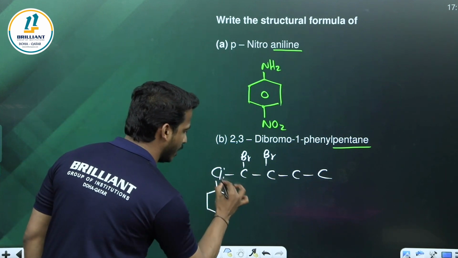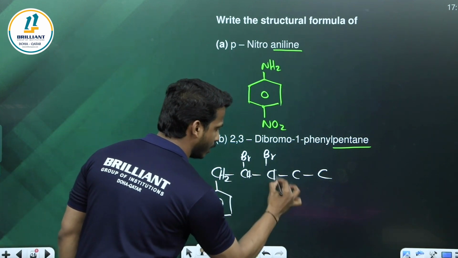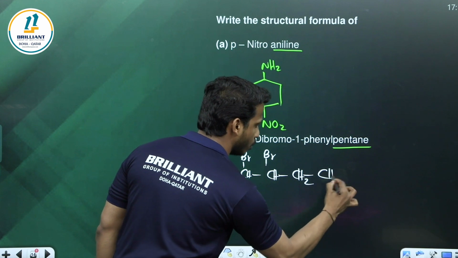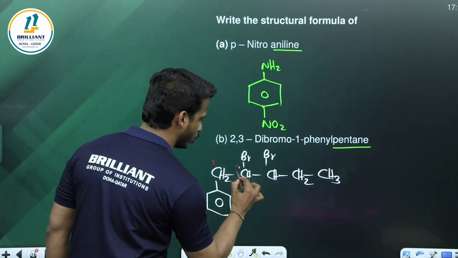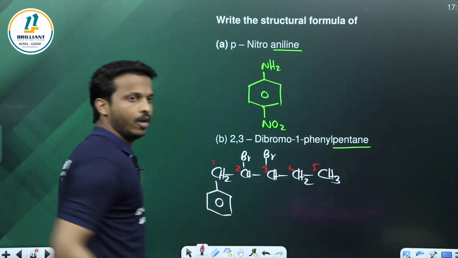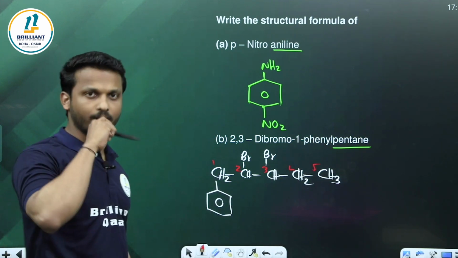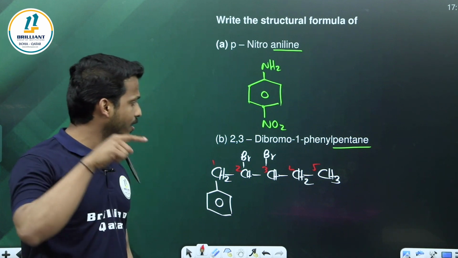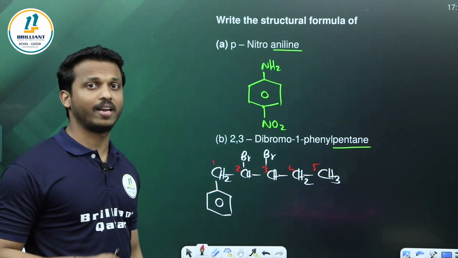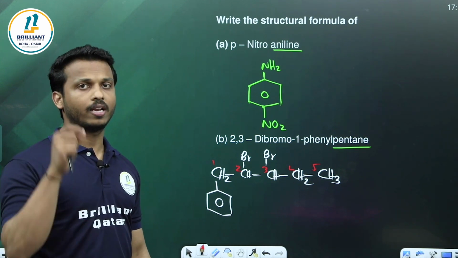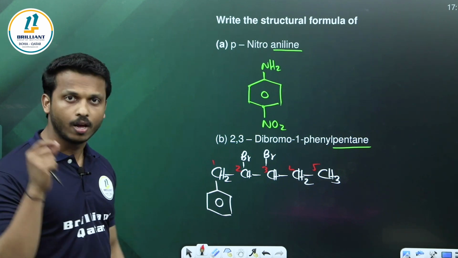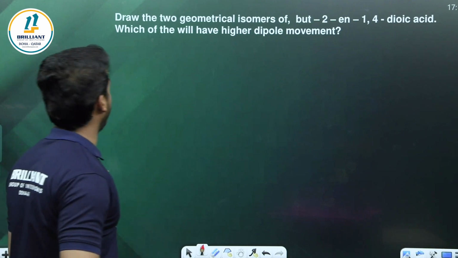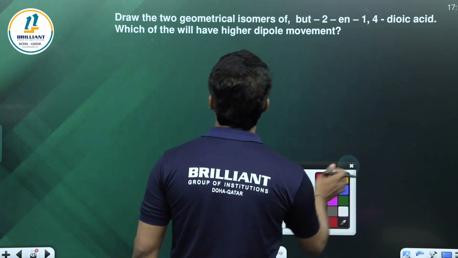And complete the valency. This is CH2, CH, CH, CH2, CH3. That's it. So this is the compound here. 1, 2, 3, 4, 5. 2,3-dibromo, 1-phenyl, pentane. So dear all, it's organic chemistry. Very carefully write the valency of the carbon. Okay, for carbon, all valency should be 4. Okay, clear. Next one. Draw the 2 geometrical isomers.